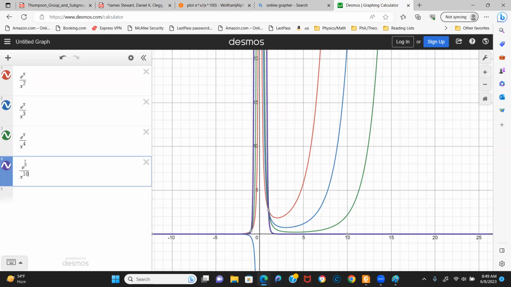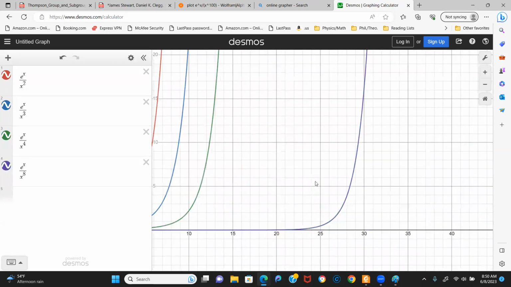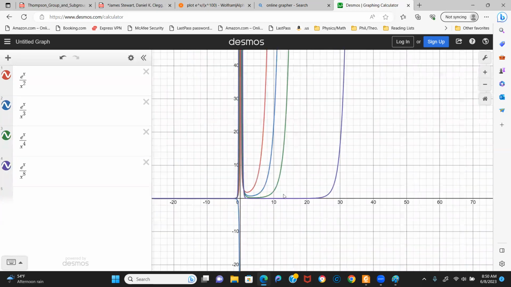Huh. It must be a computer error. That's weird that it's doing that. It shouldn't be doing that. Oh, I see. Okay. It does go off to infinity, but it does dampen it near zero. See, it takes a little bit longer for it to go off to infinity.